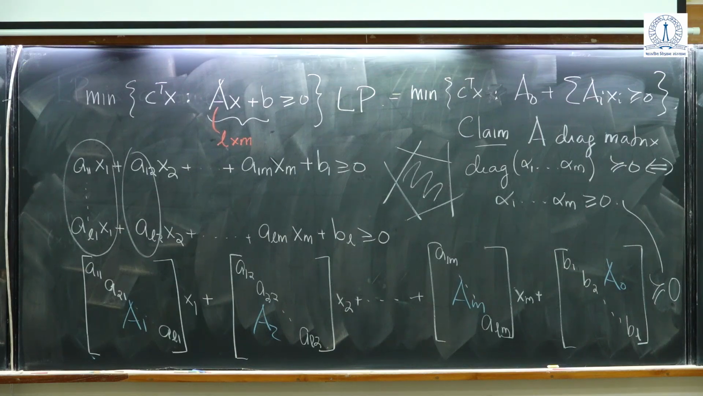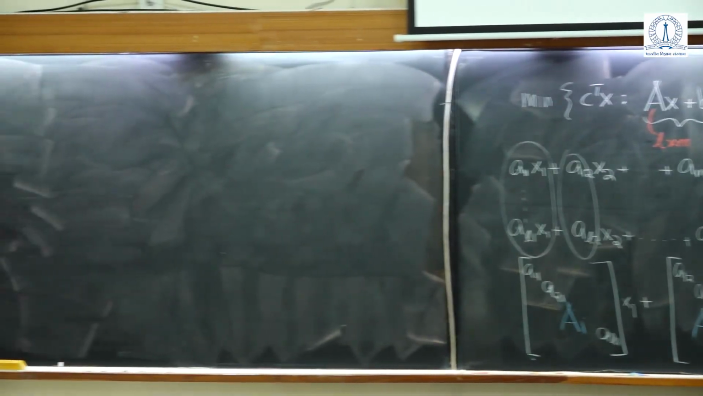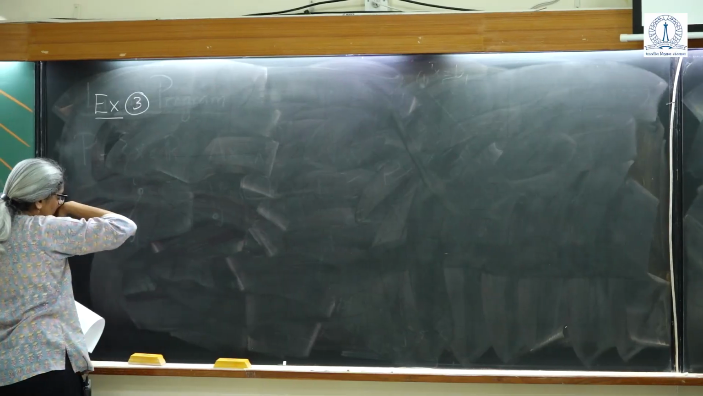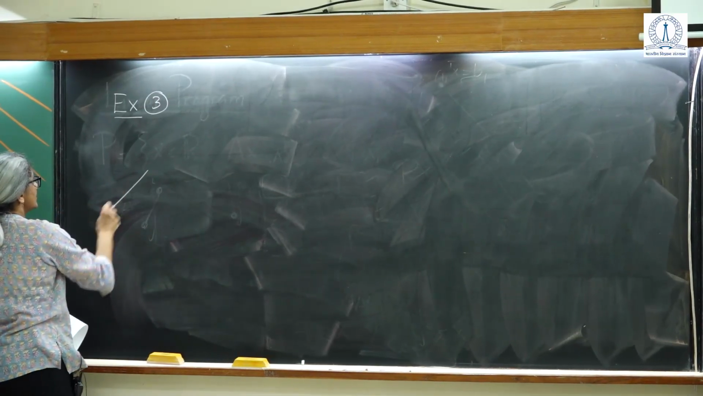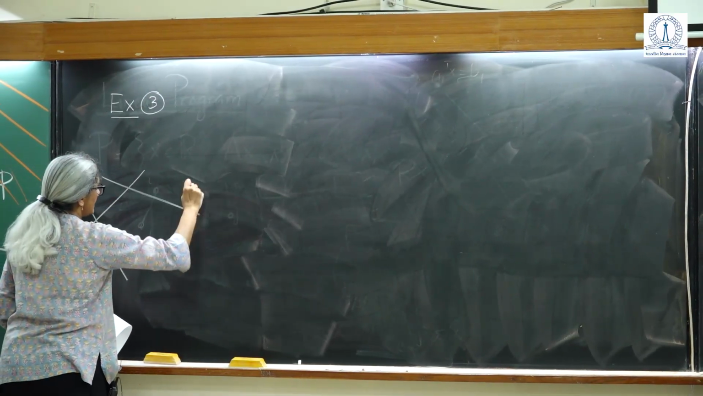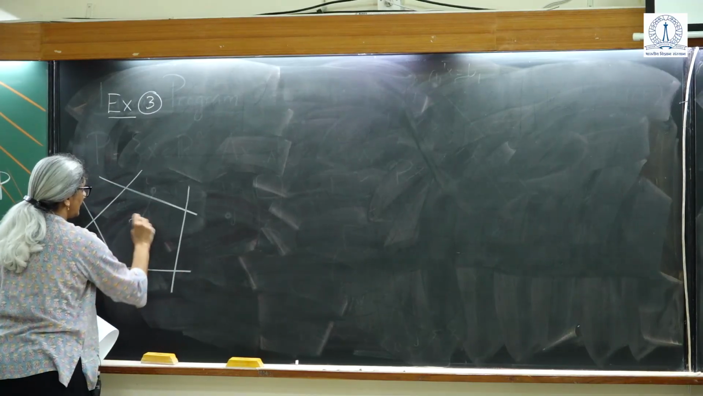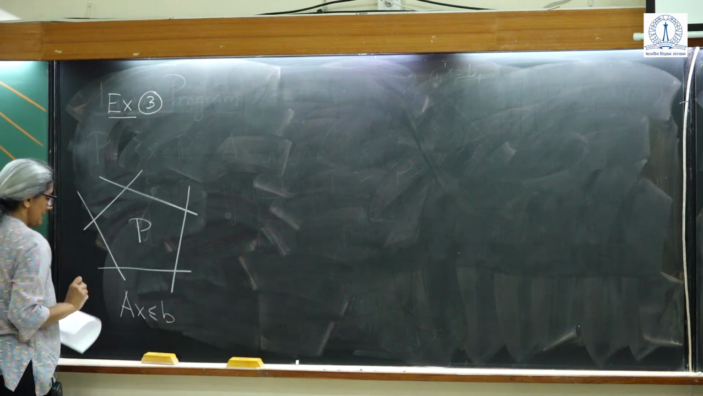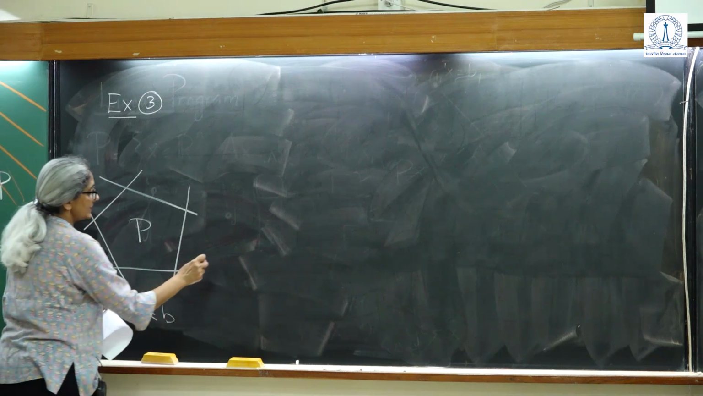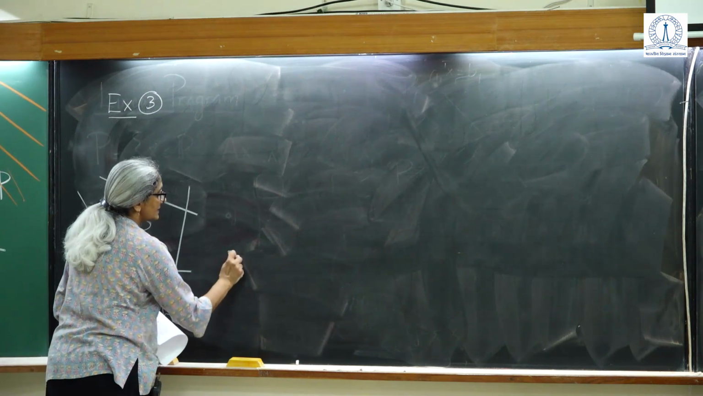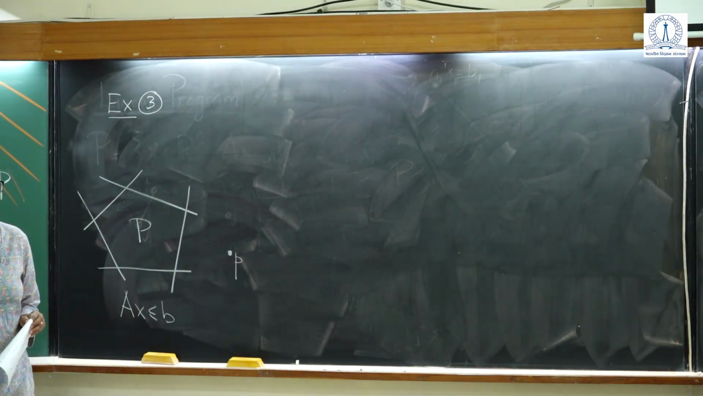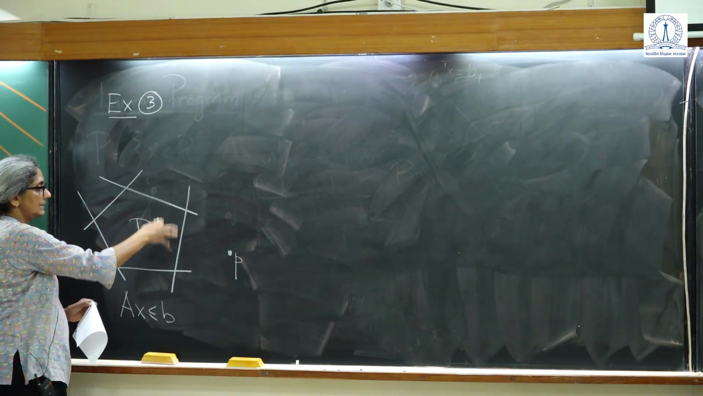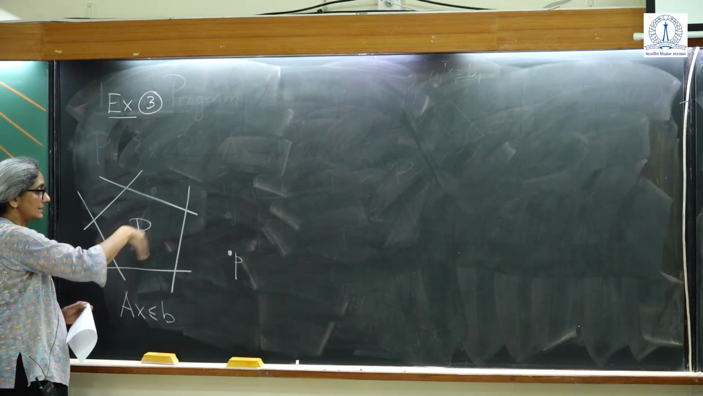So in this next example, example 3, I want to take a polyhedron. This is some polyhedron P. It satisfies Ax less or equal to b, okay? And I want to pick a point outside, like say little p, okay? Think of this as some model for some physical thing.